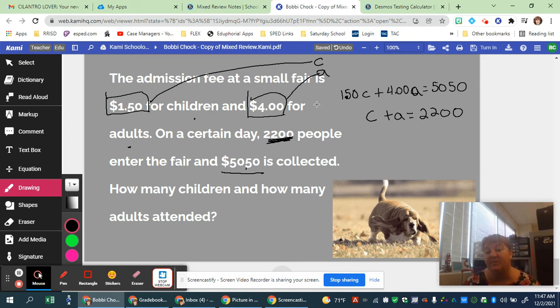So now I'm going to solve my systems. This is a good example of where elimination is a really good one to use, okay? Because I can just solve this one right here by multiplying it by 4. Then I have negative 4c minus 4a equals, I'm going to get a really big number, but I can do it, 2200 times 4.